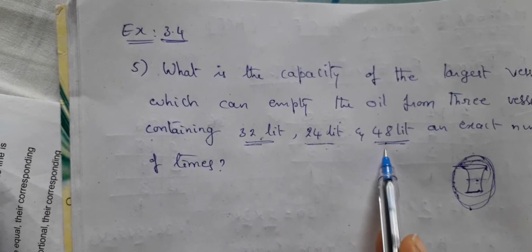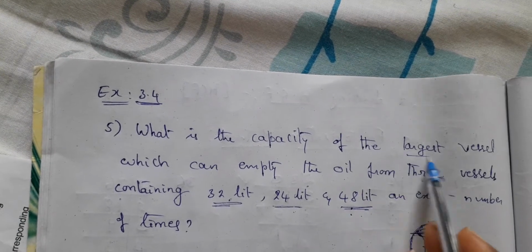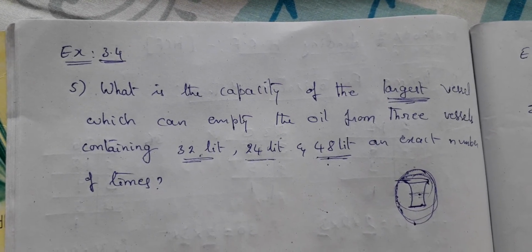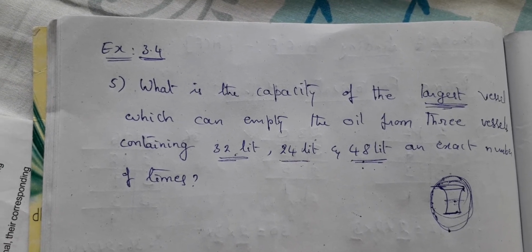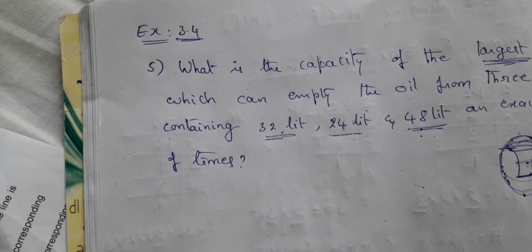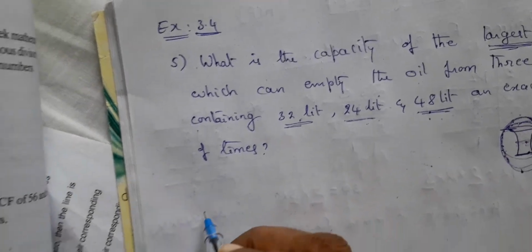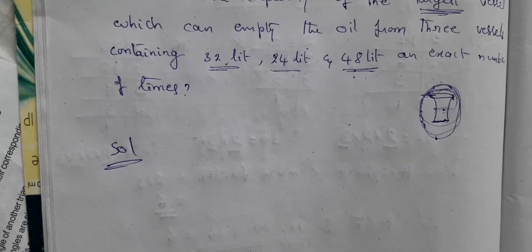But what is the twist in the question? He is asking, what is the capacity of the largest vessel possible? Largest means which common factor? It should be the highest common factor. So that is the meaning of it. Simply, you have to find out the HCF of 24, 32 and 48. So let us find the solution now. We will go for the solution part now.